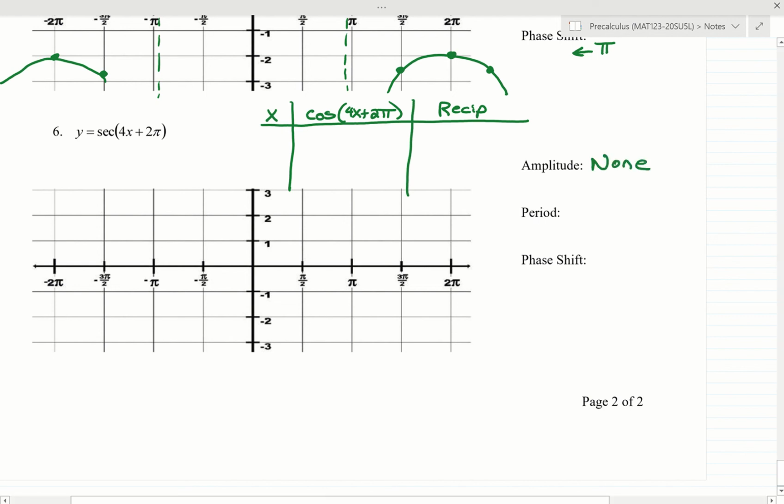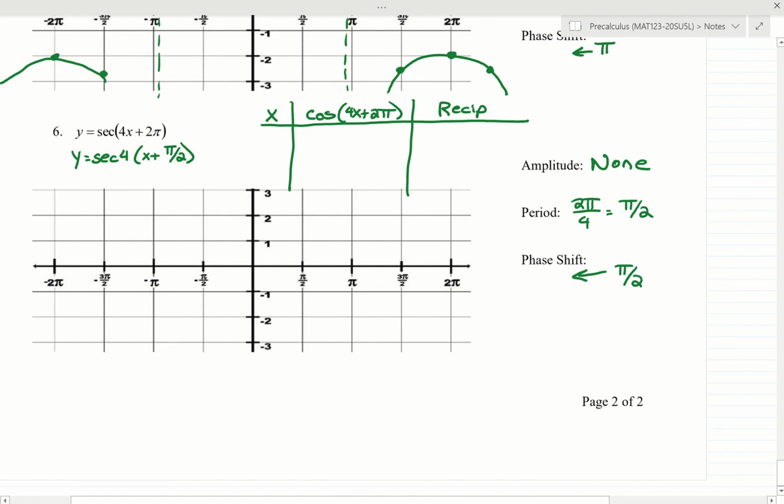To figure out our period and phase shift, we have to factor out a 4. Two pi divided by 4 is just pi over 2. So our period is normally 2 pi, but we're dividing it by 4. So our period here would be pi over 2. So every 90 degrees, it's going to give us a full cycle of the graph. The phase shift is going to be to the left, pi over 2.